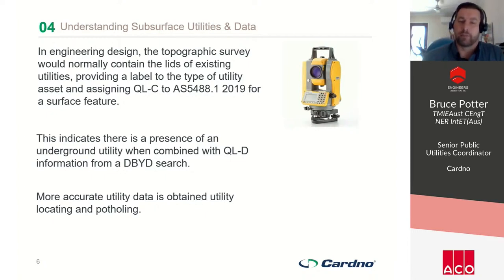When you combine this information that you see on a survey with the Dial Before You Dig information, or in some cases the data you receive from a private entity, it gives you an indication that there is something below the ground. But we still don't know the accuracy of it. We still don't know a lot of the data. So the only way we can really obtain further data is by calling in a utility locating company and undertaking potholing.